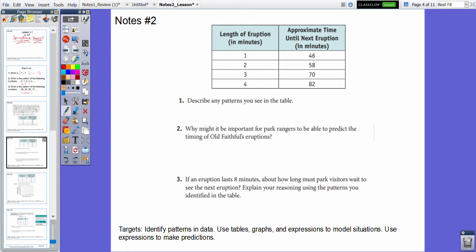But if you look at the right side here, 46, 58, 70, and 82, the way we could look at this is a couple things. First of all, if you look at each of these numbers, you'll notice that they keep increasing. And more specifically, if we do a little bit of math here, to get from 46 to 58, we have to add 12. 58 to 70, we have to add 12 as well. And then 70 to 82, we have to add 12 as well. So really the biggest pattern is that the right column increases by 12.